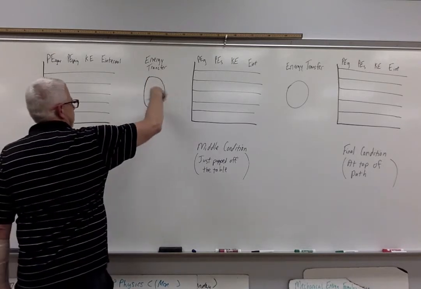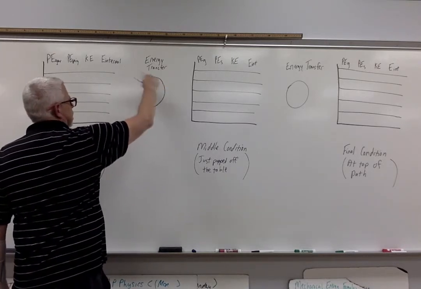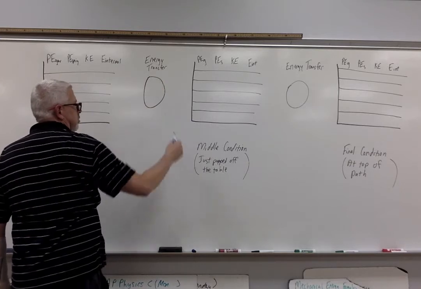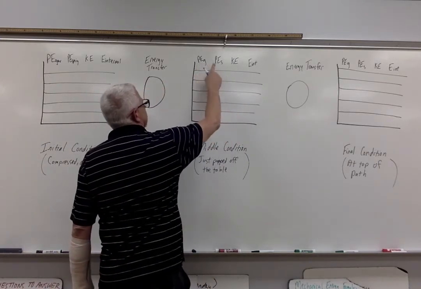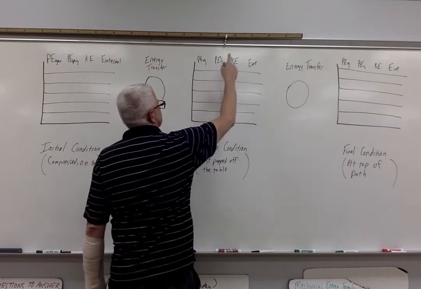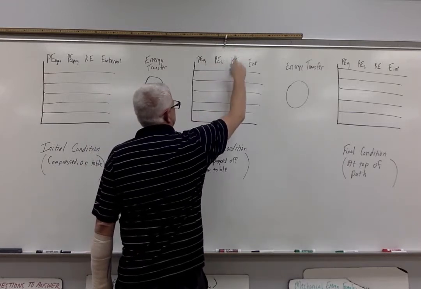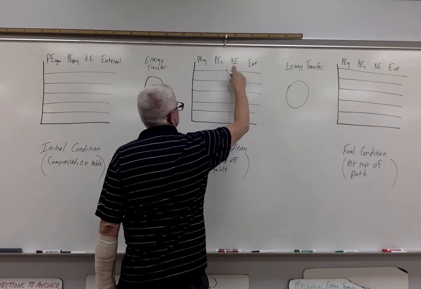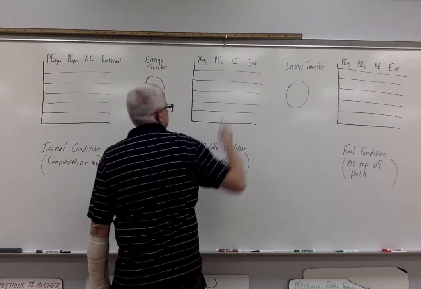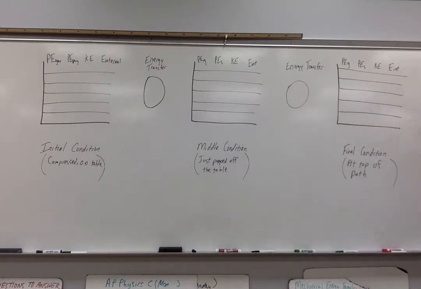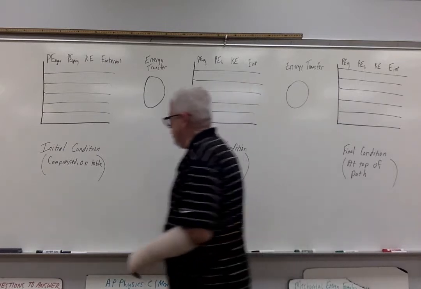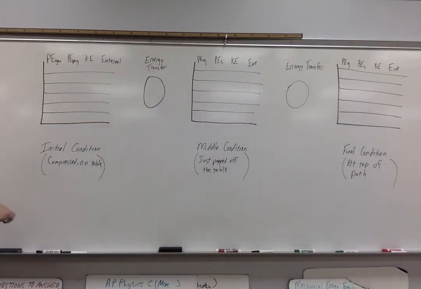This is an energy transfer circle, which lets us know whether energy is coming into or leaving a system. Over here in the middle condition, we've again got gravitational potential energy, spring or elastic potential energy, kinetic energy, and then internal energy. And the same energies over here, but for some reason I do this kind of sloping down. I don't know why.